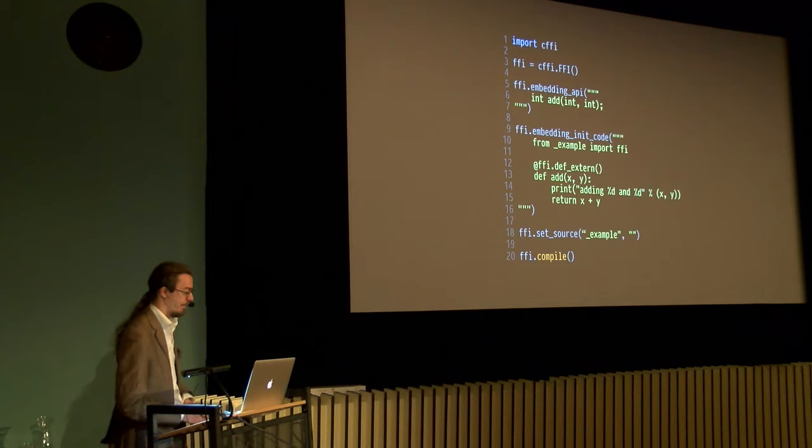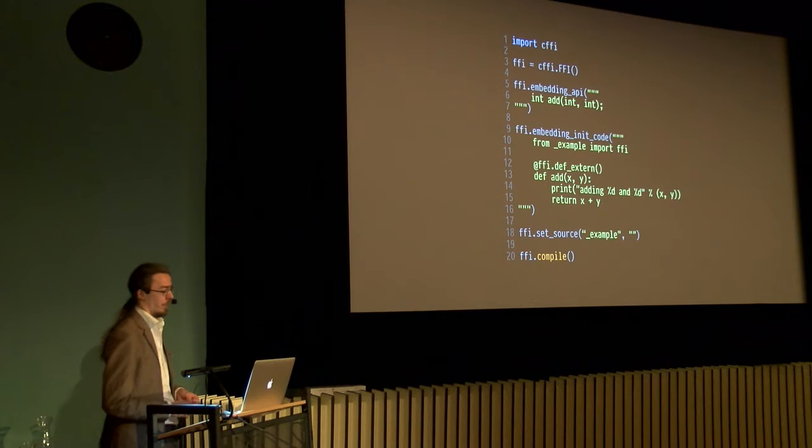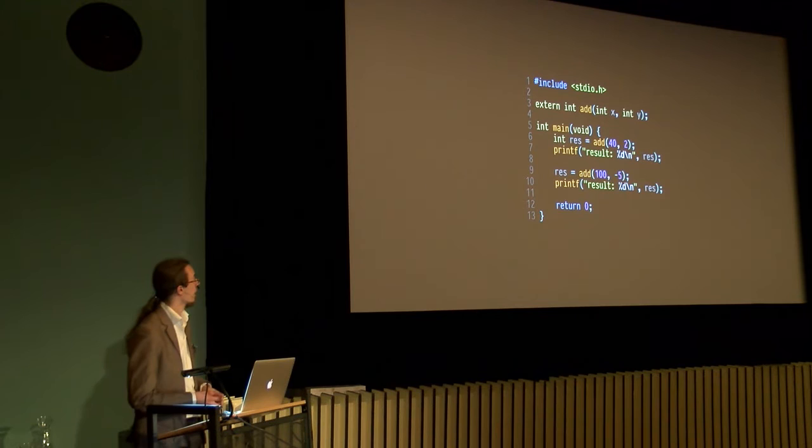Now, that's great. When we run this, we have our dynamic library. Now we want to use it. So for that, we need a C program. So here's a C program, and as you can see, when I compile this properly, there's almost no work you have to do to call Python code.